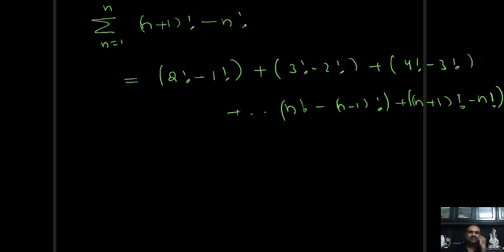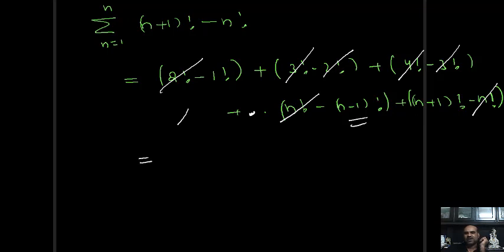This is the summation. Now observe, Nana, 2 factorial and 2 factorial cancel. Plus 3 factorial, 3 factorial cancel. This 4 factorial, next 4 factorial cancel. Next, observe, here this n factorial cancels with some term in front of that. So what is left with us here? Minus 1 factorial is left. So on, so on, so on. At last (n plus 1) factorial is left.